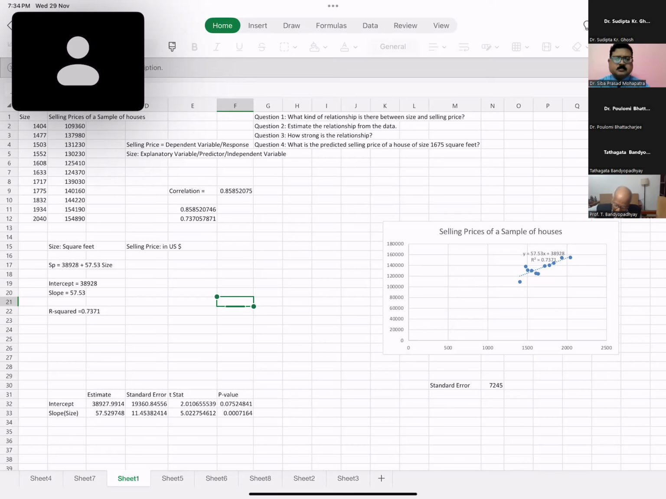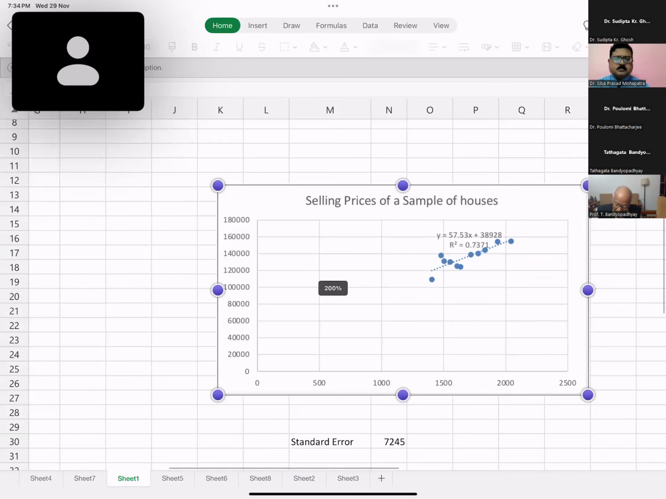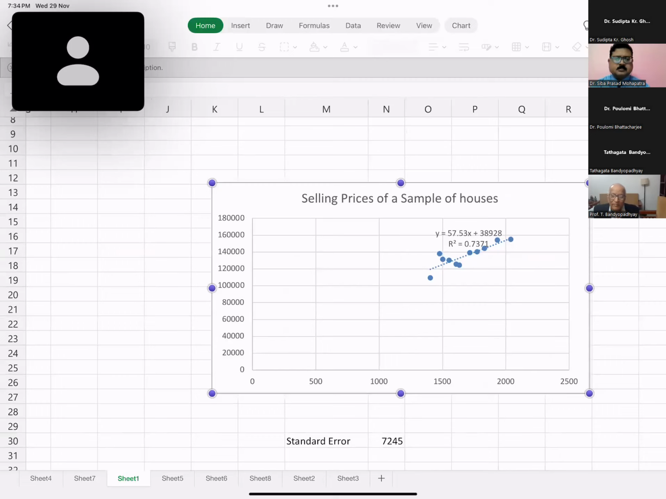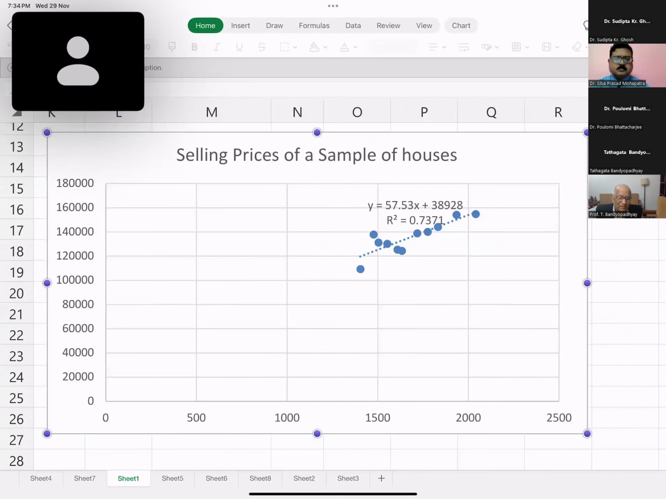Can I zoom the graph? Okay, sure, why not? Can you see it now? Okay, so now you see that the first point is below the line, second and third points are above the line, fourth point is slightly above the line, fifth and sixth are below the line, seventh is on the line, eighth is slightly below the line, ninth is again on the line, tenth is slightly above the line, eleventh is slightly below the line.